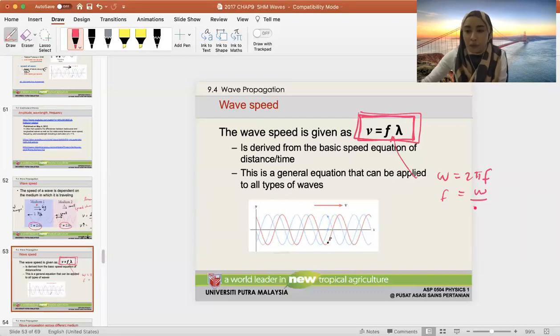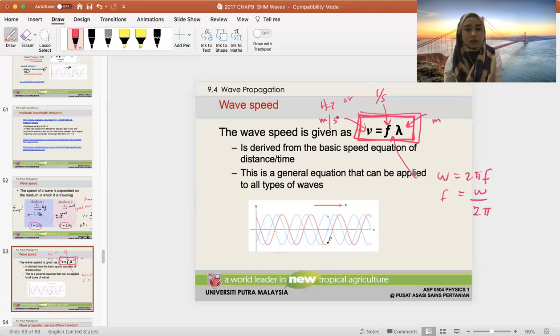So frequency equals omega over 2 pi. This is how you relate the velocity with omega. Lambda is in meters, frequency is in per second or hertz, so V is in meters per second. There is a linear part to it, the repetitive oscillation part, and we also have to relate it by the lambda, the wavelength.